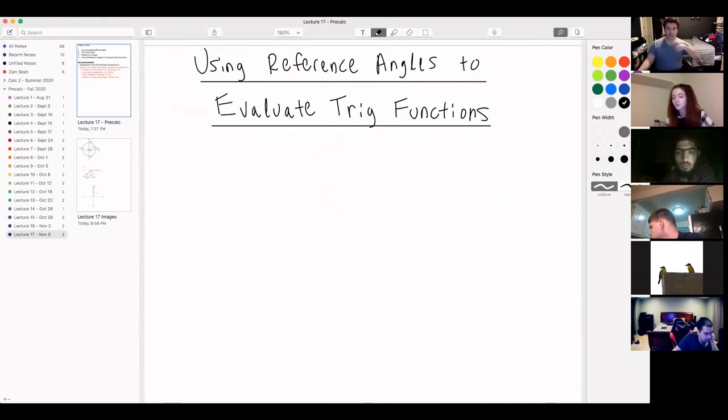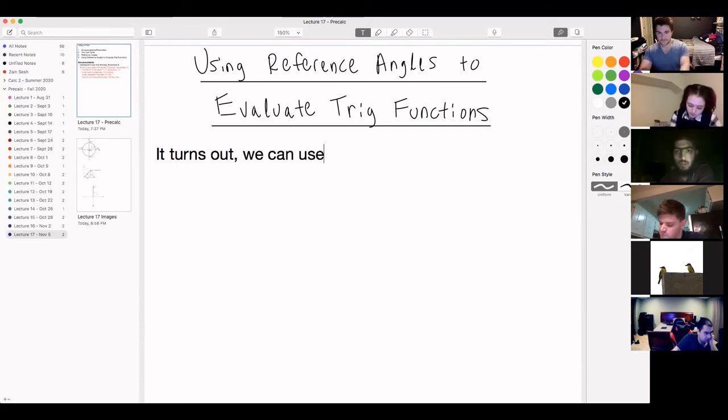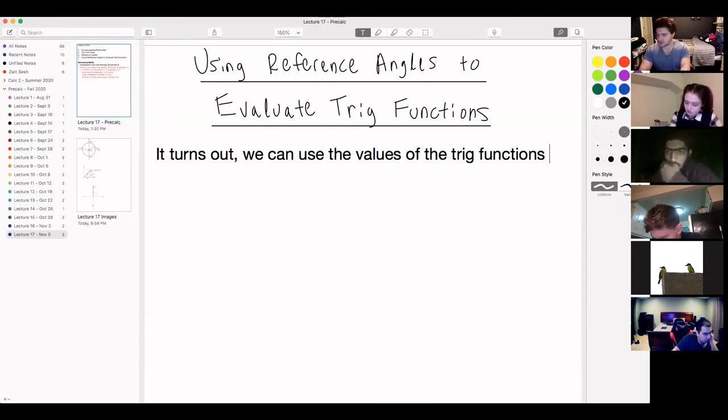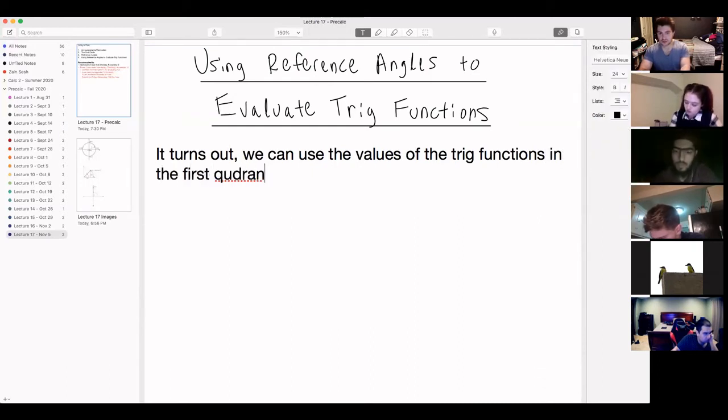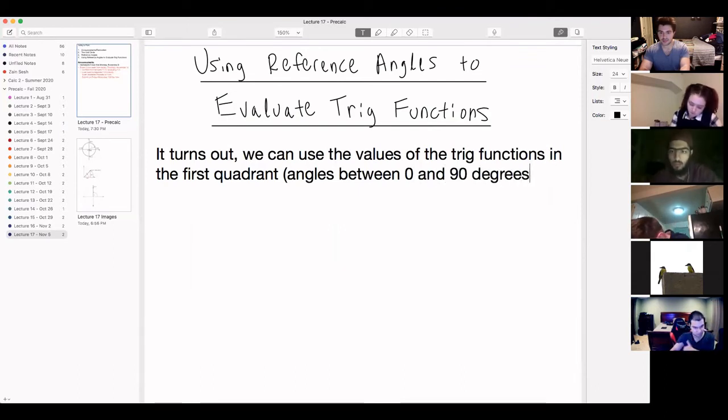Okay, I just have a quick thing that I would like to type, and then we'll move on. It turns out we can use the values of the trig functions in the first quadrant, that is angles between 0 and 90 degrees, to find their values in the other quadrants.